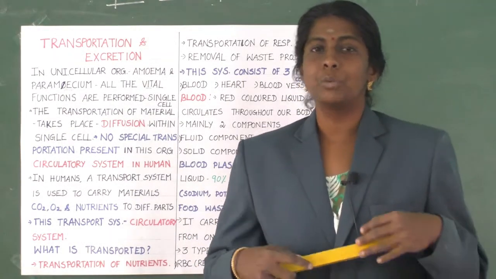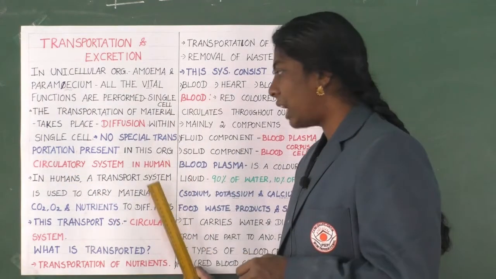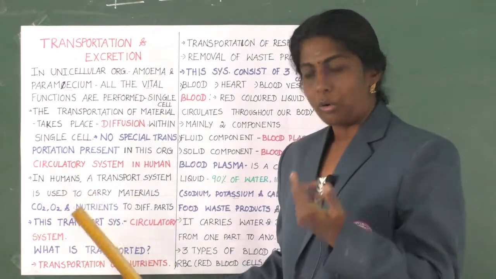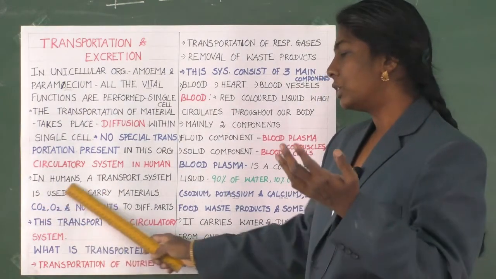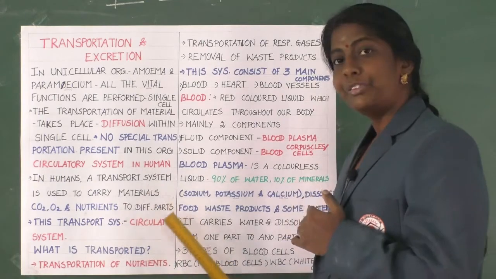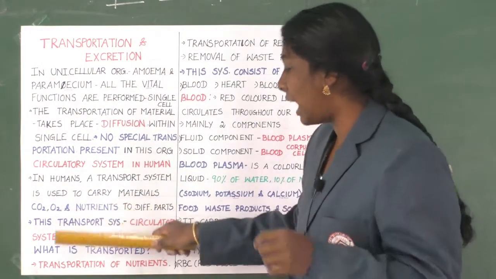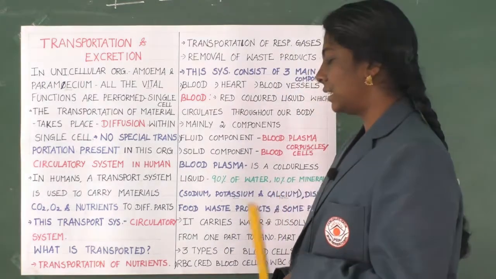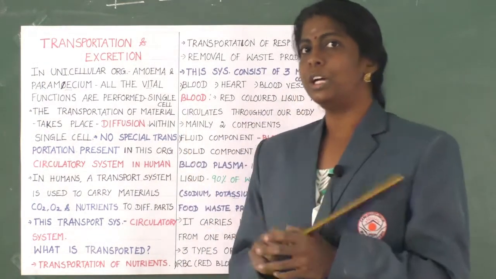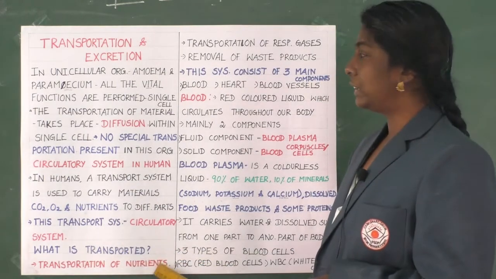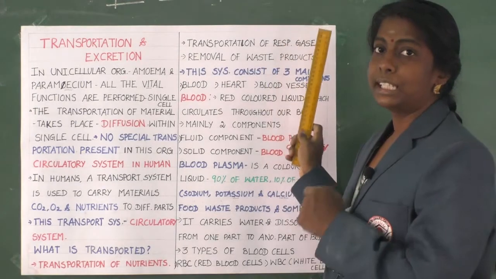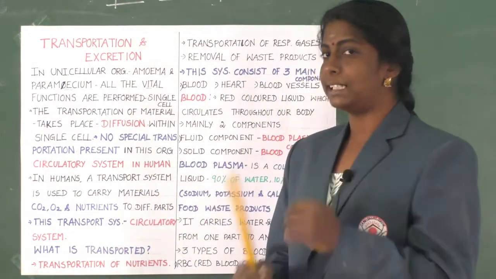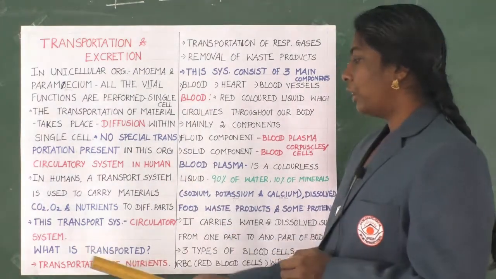Circulatory system in humans. So, what do you mean by the circulatory system? In humans, a transport system is used to carry materials. What materials? Carbon dioxide, oxygen and nutrients and all. So, these materials are transported to different parts of the body. And this transport system all together is meant to be the circulatory system. Clear, children? Yes. So, what is getting transported or moved from one place to another? Transportation of nutrients, transportation of respiratory gases, removal of waste products. So, all these things are transported from one place to another in humans. Clear? So, that's what it is about transportation.